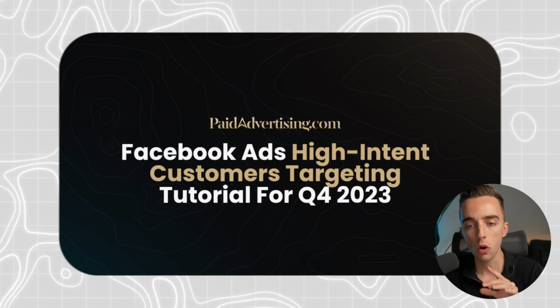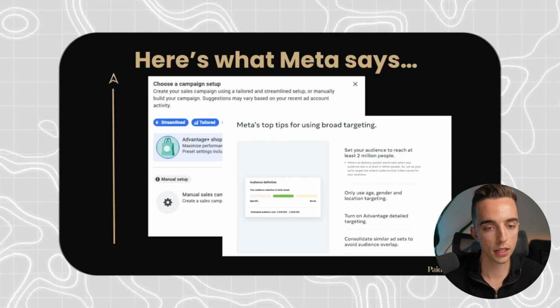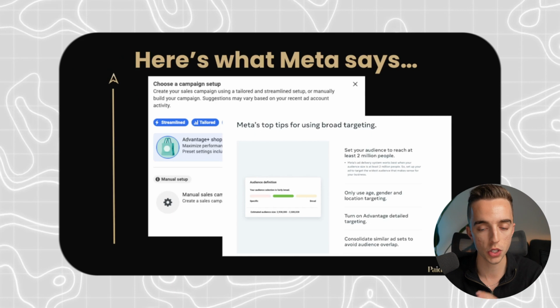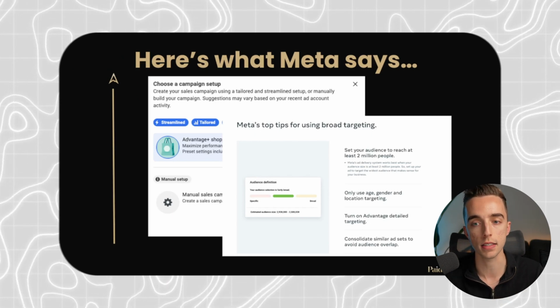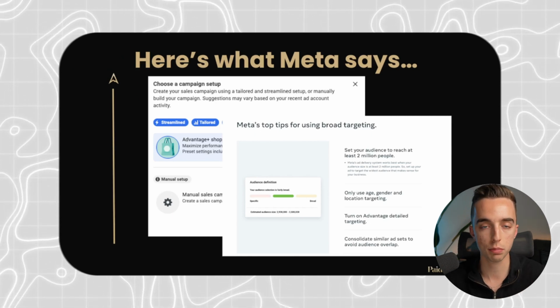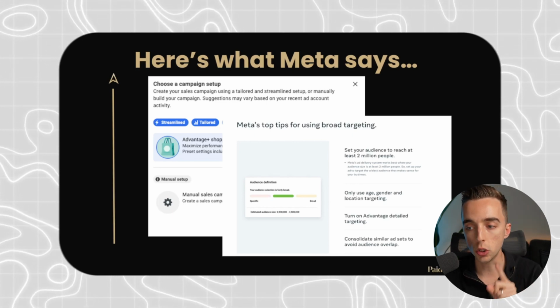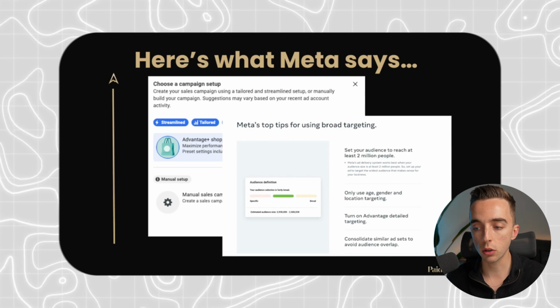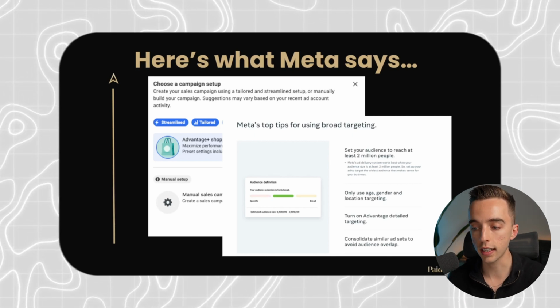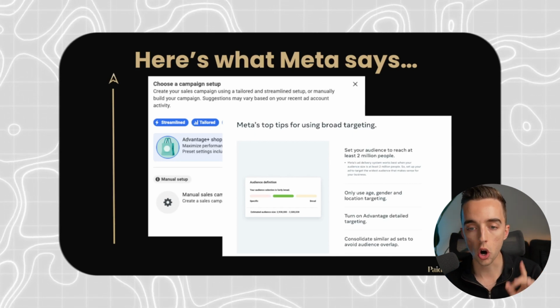So if you haven't seen one of my recent videos, and in fact, this video might actually come out before the other one, which is why I'm doing a short reminder of what Meta says. Meta says, one, you should utilize Advantage Plus shopping campaigns because now that is the default choice. Meta also says, use broad targeting. Only use age, gender, and location targeting. Turn on Advantage detailed targeting. Consolidate similar ad sets to avoid audience overlap.